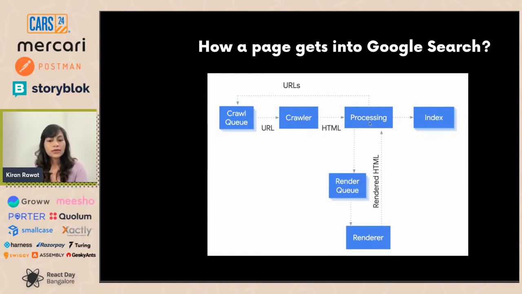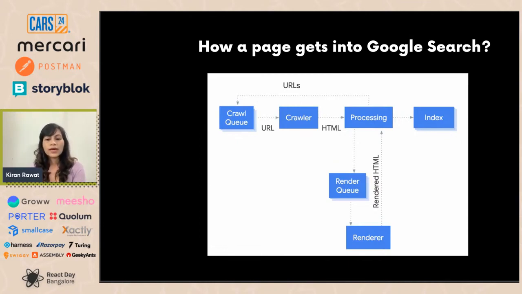What this processing unit does is it fetches all the URLs that are present in the rendered HTML, and those URLs will be sent back to the crawl queue. Once we have received this rendered HTML, it goes for indexing. So this is a basic process like how a web page gets into Google search.